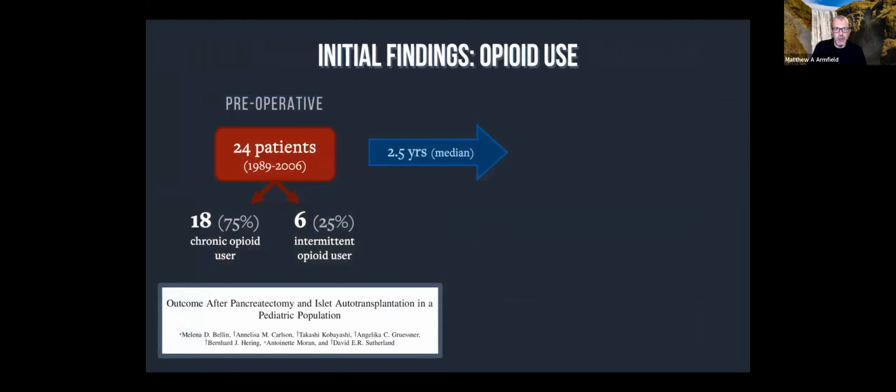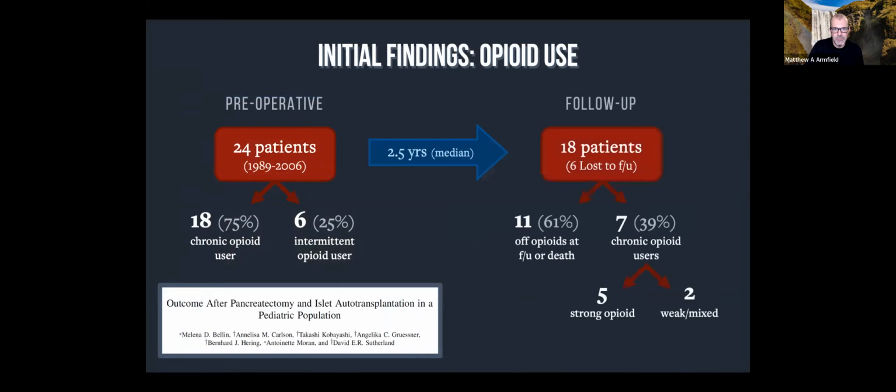So, initial findings with focus on pain and opioid use. The initial findings were mixed. Out of 24 patients in the study that Dr. Bellin looked at, 2.5 years after the TPIAT procedure, 18 patients had follow-up, 6 lost to follow-up. 11 of those 18, or 60%-ish, were off of opioids at follow-up or at death, whereas 7 patients were chronic opioid users, 5 using strong opioids like morphine, Dilaudid, fentanyl, oxycodone, whereas 2 were taking weak or mixed opioids such as tramadol, buprenorphine, nalbuphine, medications like those.